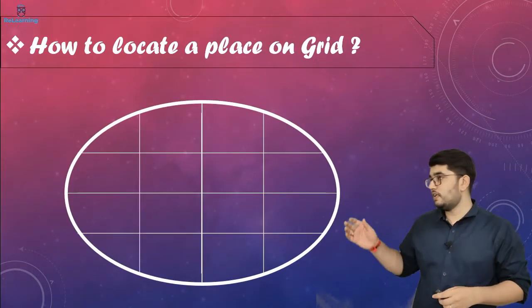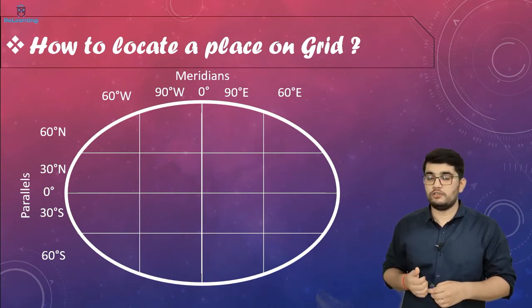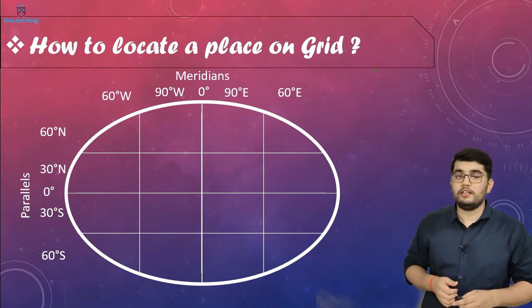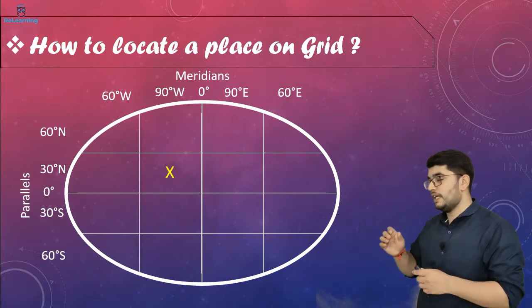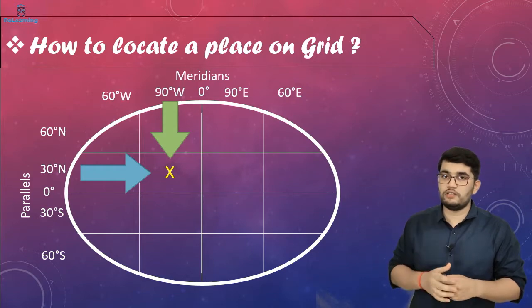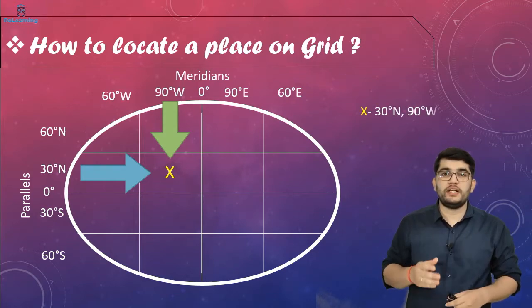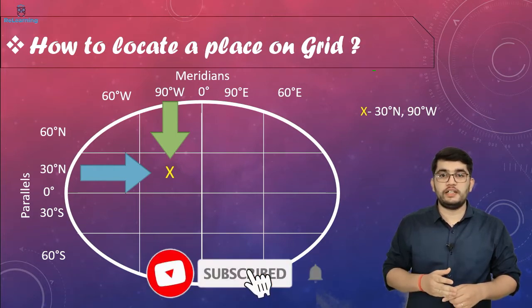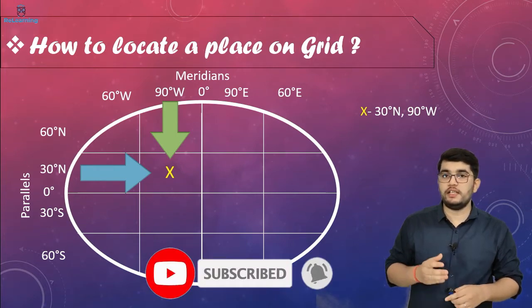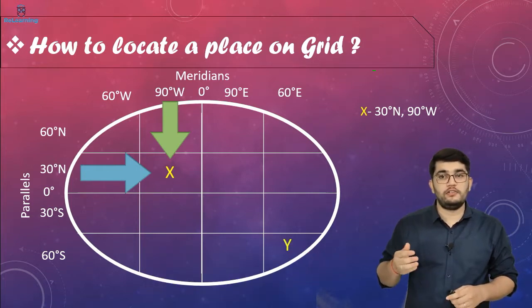For example, here a grid is given. There are parallels and there are meridians written over here. Okay, and if you want to find out the location of X, now X comes under the parallel 30 degrees north and the meridian 90 degrees west. So we can say X is located at 30 degrees north and 90 degrees west.